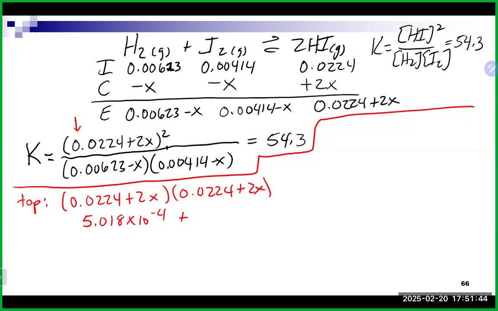0.0224 times 2x. And that's going to give me basically 0.0448x. We will also have another 0.0448x, and finally a 4x squared. And again, hopefully we know how to do that.